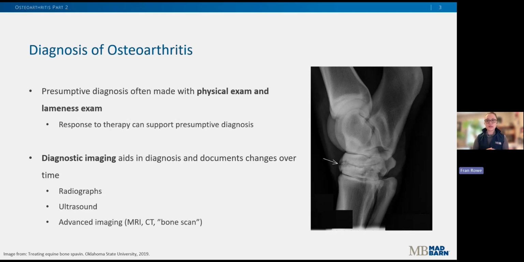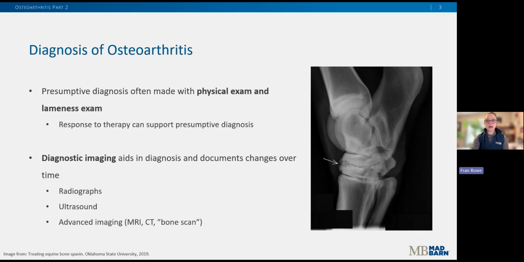And that latter point might be really important for the performance horse, especially if that horse has sale potential in the future. So advanced imaging like MRI, CT, or nuclear scintigraphy or bone scan could be necessary if the suspect location of arthritis is inaccessible or really difficult to image with routine radiographs or ultrasound, say in a location like the hip or the shoulder.